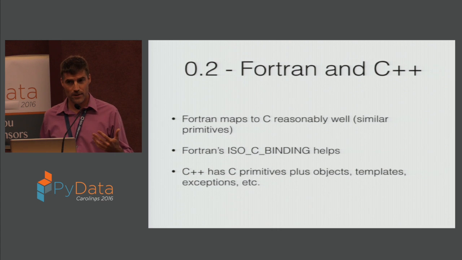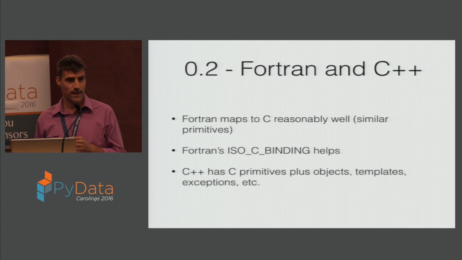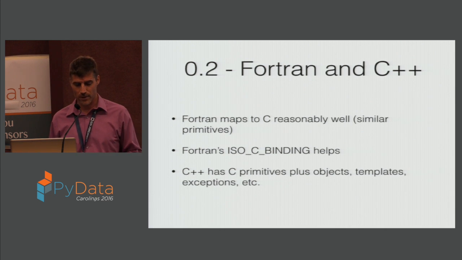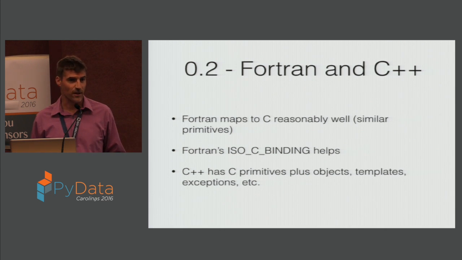So now that we know that Python has this C API underneath, you can kind of understand how it's easy for Python to talk to C, right? It has the C API, so it's pretty easy to compile your C code to talk to that API. So what about Fortran and C++? Well, Fortran maps to C reasonably well because Fortran has a lot of the same primitives, right? Fortran has integers and floats and arrays and strings and pointers and so forth, as does C.